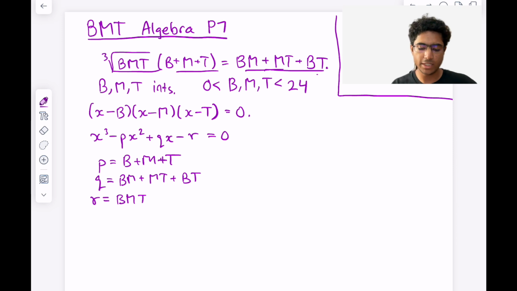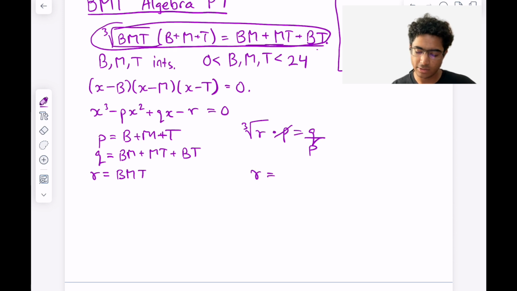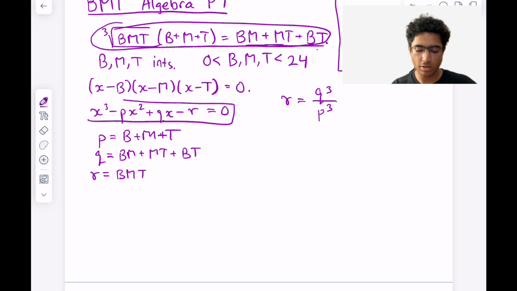So what we're given here tells us that the cube root of r times p equals q. So you divide by p on both sides, and then cube both sides to get r is equal to q cubed over p cubed. From there, we can plug that in to this polynomial, try to factor it, and see what we get.